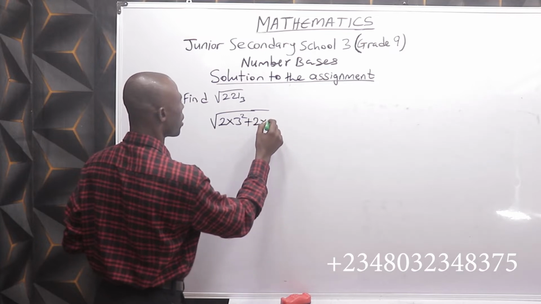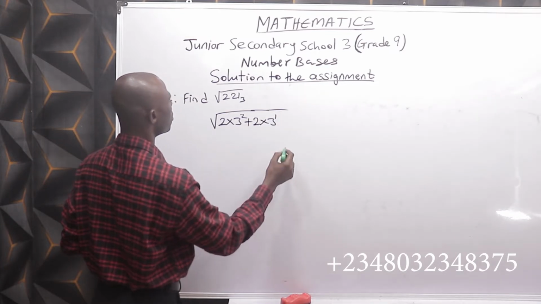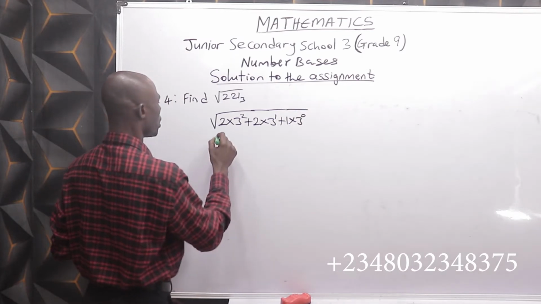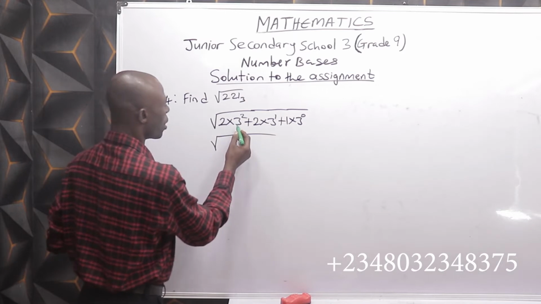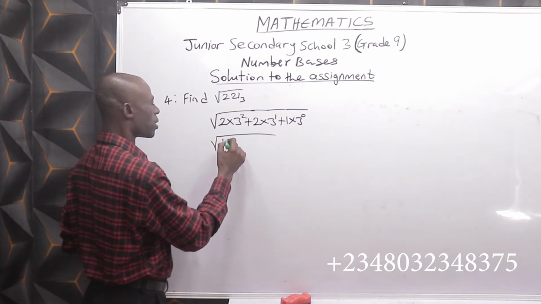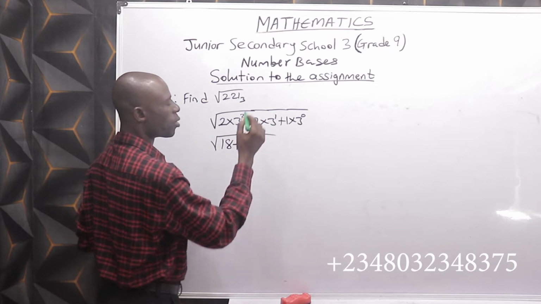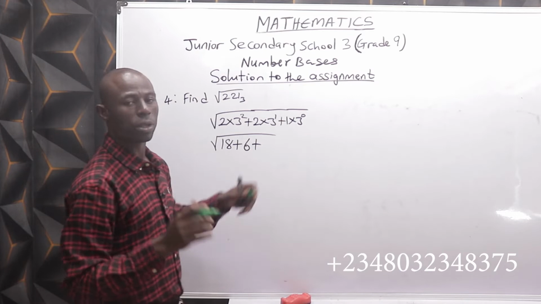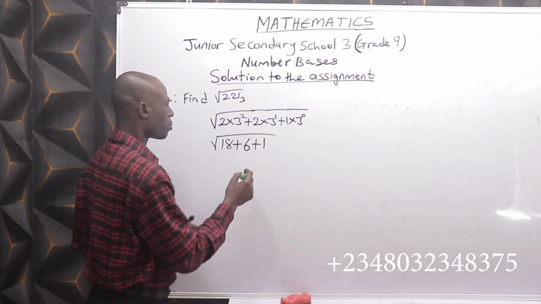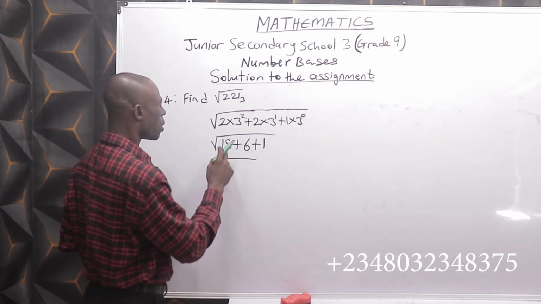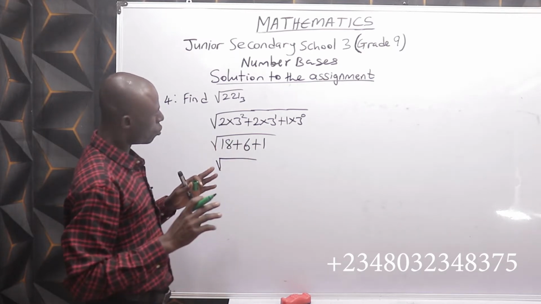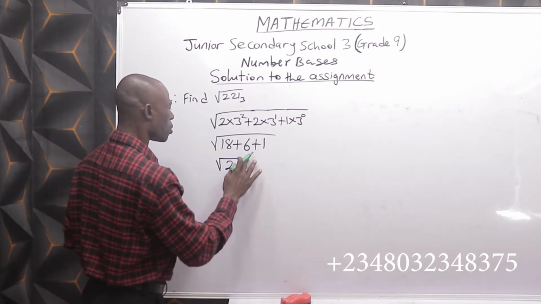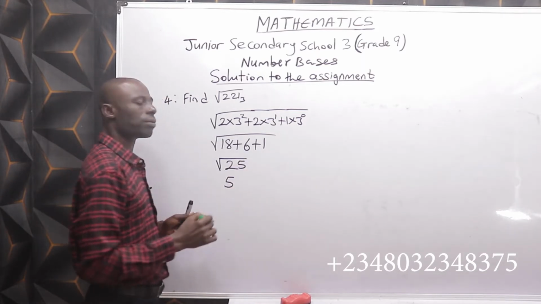Plus 2 times 3 raised to power 1, plus 1 times 3 raised to power 0. So this will be 3 raised to power 2 is 9 times 2, that is 18, plus 3 raised to power 1 is 3 times 2, that is 6, plus 3 raised to power 0 is 1, times 1 is 1. This is square root of 18 plus 6 is 24. 24 plus 1 is 25. So square root of 25 is 5.